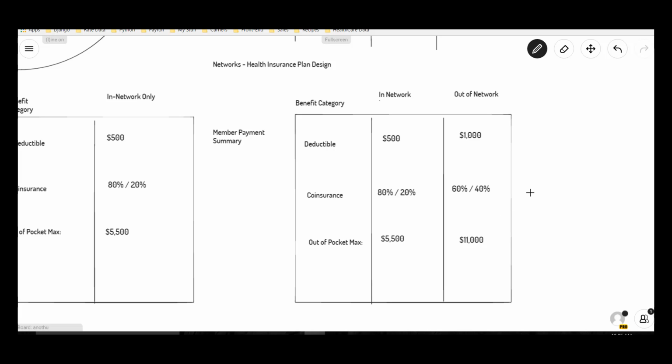So the point is, the health insurance company says we're going to give you two different benefits. It's like having two different insurance policies. One insurance policy for network providers, one insurance policy for out-of-network providers. So a couple of things to note here. One is that there are different benefit levels for out-of-network providers.